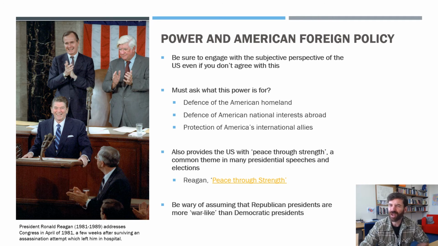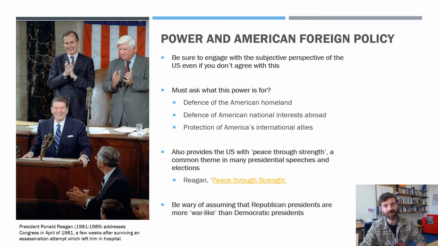But there is also a deeper belief here, and Ronald Reagan captured this quite well throughout the 1980s. Ronald Reagan being the president, giving an address here on the slide. Such an overwhelming amount of power provides the US the ability to maintain peace through strength, a key term that we'll come back to on the module a few times. In other words, the sheer power of the US means that it's able to enforce a relatively peaceful international system when compared to the historical past.